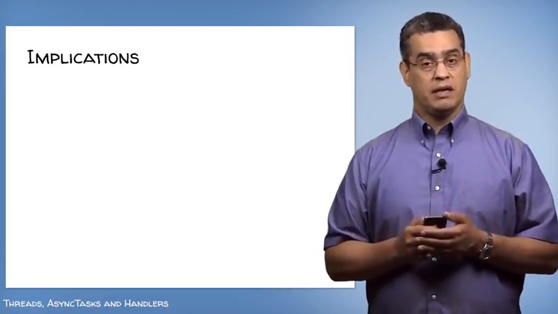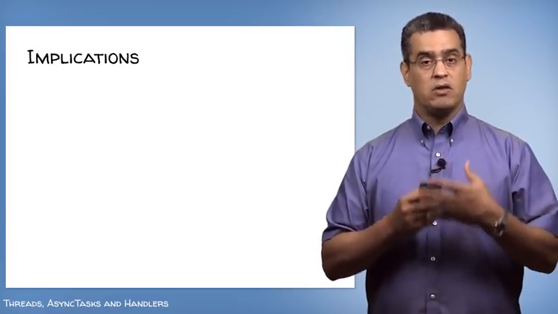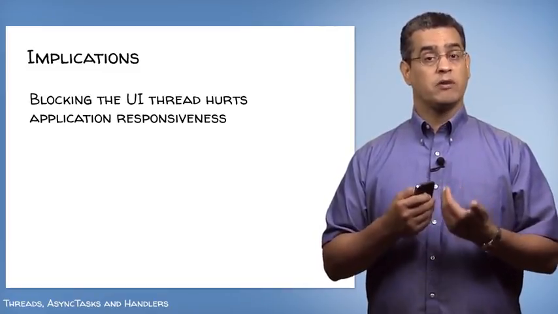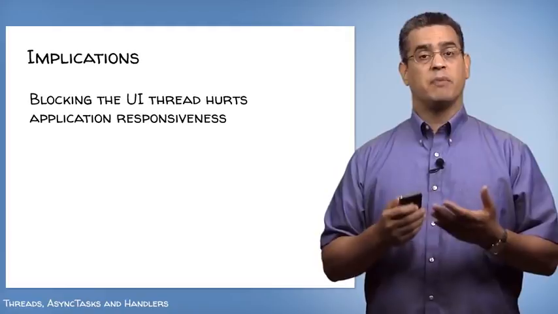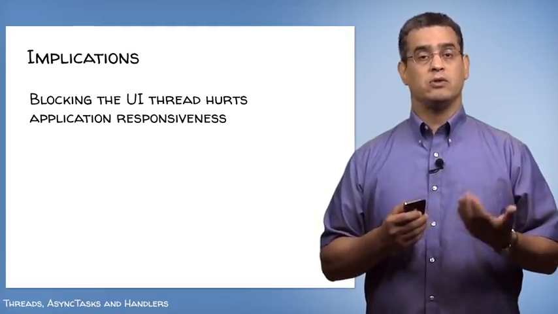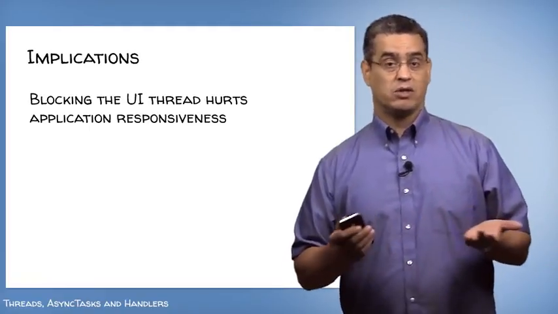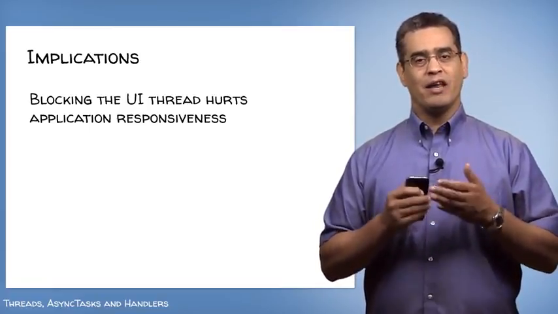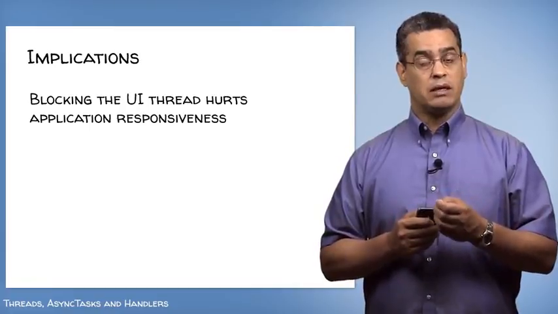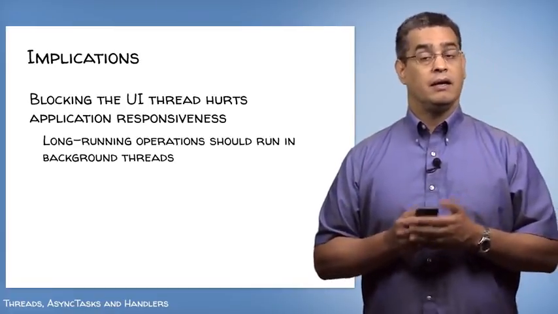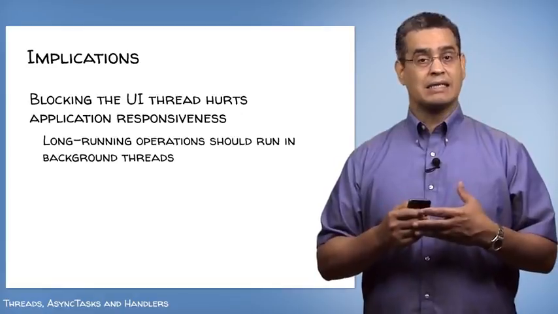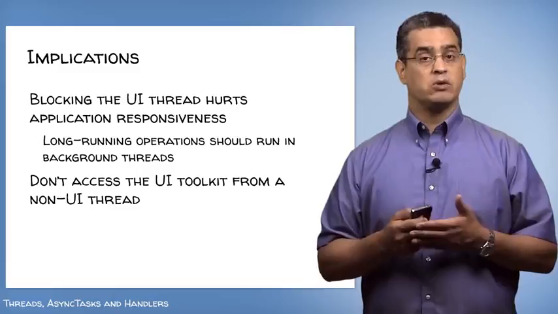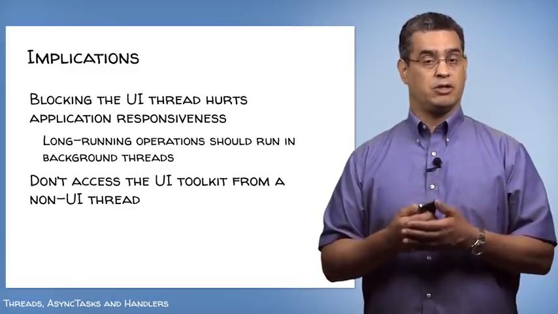Now, what all this means is that if you block the UI thread with some long-running operation, then you're going to prevent your application from responding to other things that the user is doing. In fact, we saw that in the threading, no threading application. So, long-running operations need to be put in background threads. At the same time, however, we can't access the UI toolkit from a non-UI thread. And that's what got us into trouble with the Threading Simple application.